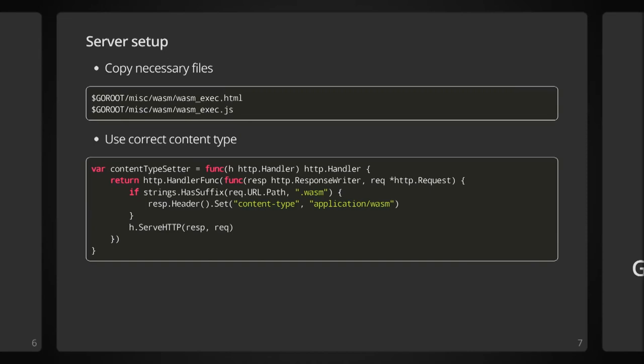So enough talk about that. How do we use WebAssembly with Go? So the first thing you'll need to do is copy the necessary files from the Go root directory. In order to execute WebAssembly, you will need to have some JavaScript shims, and in this case, a minimal HTML file that loads the WebAssembly into the browser and executes it, or it actually just puts a button on there that you can run your WebAssembly with.